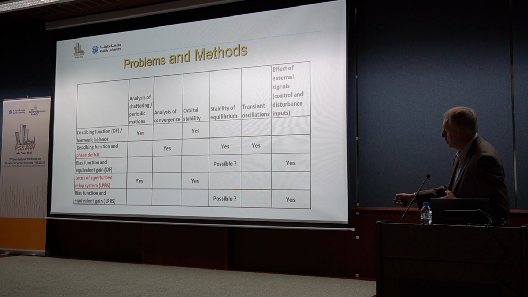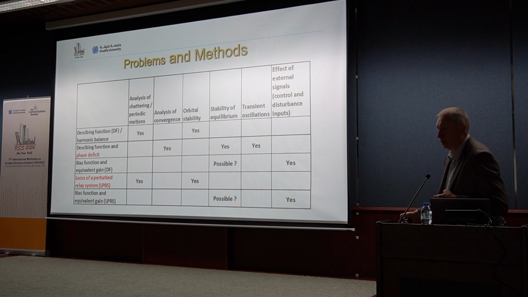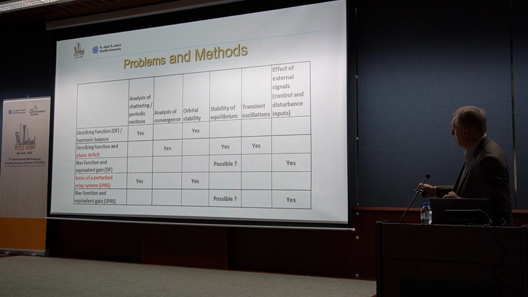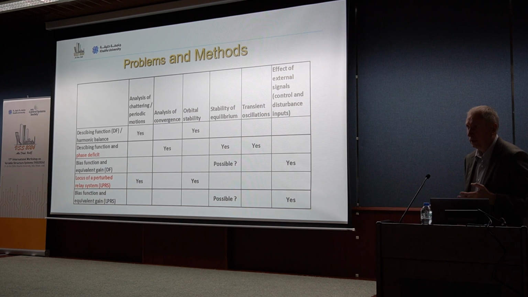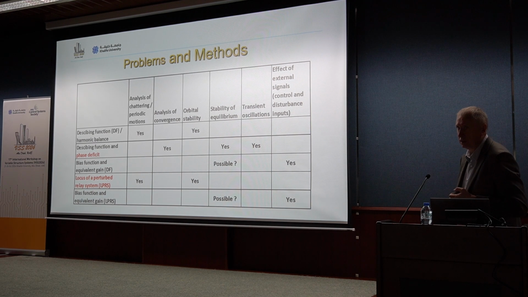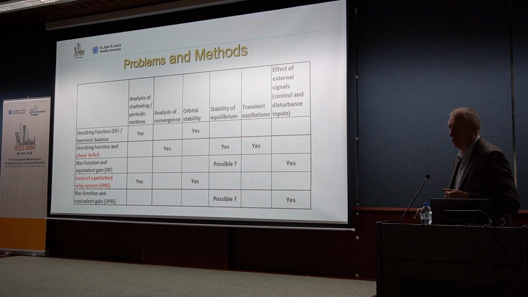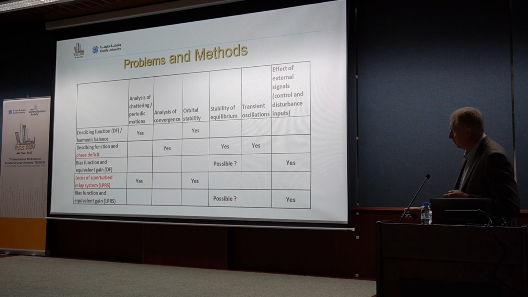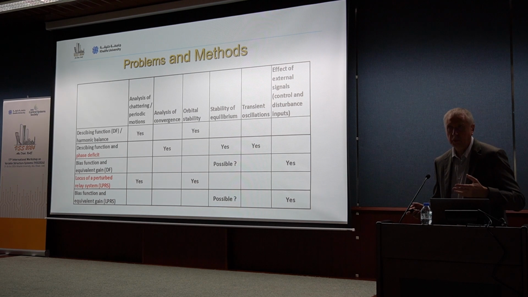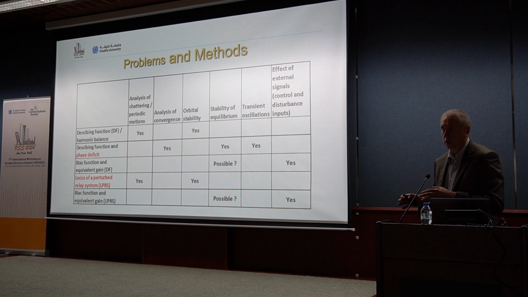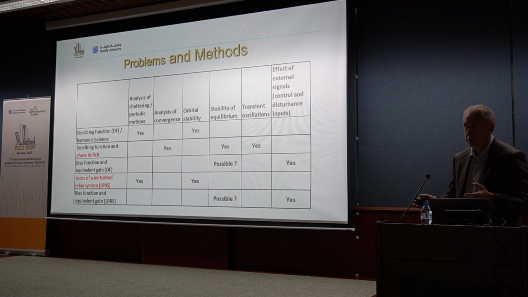And the problems are analysis of chattering or periodic motions, analysis of convergence, orbital stability, stability of the equilibrium, transient oscillations, and the effect of external signals, or control or disturbance inputs. So that's the transient processes in these systems, discontinuous and sliding mode control systems. Whatever is given in red are the original methods that were developed by me, and I will give more focus to that in this presentation.